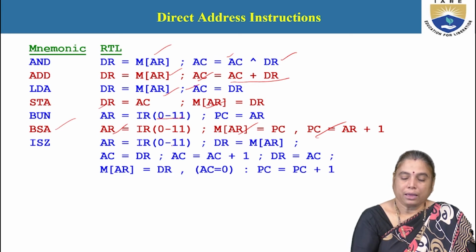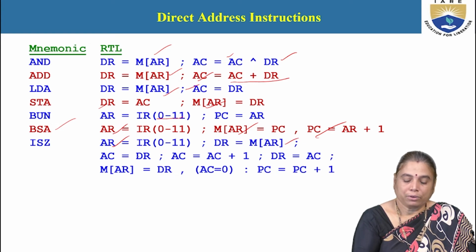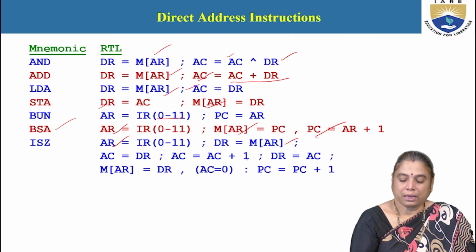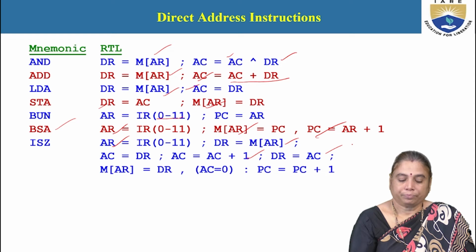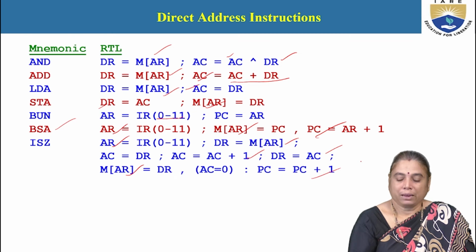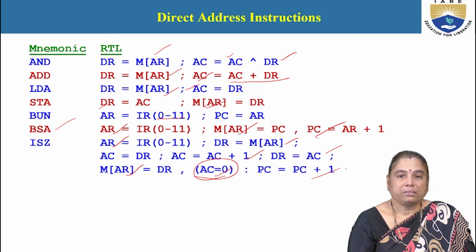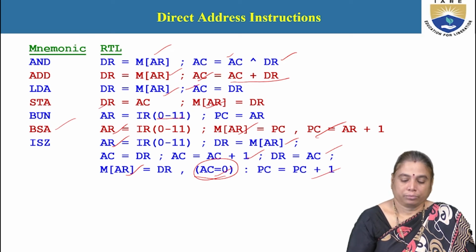ISZ means IR 0 to 11 is stored in the AR. The memory location of the address register is loaded to the data register, and the DR value is stored to the AC. AC is incremented by 1, and the AC value is stored in the DR. Next, DR is loaded to the memory address, and PC is incremented by 1 when AC contains the value 0. Only when this condition is satisfied is the PC value incremented by 1.